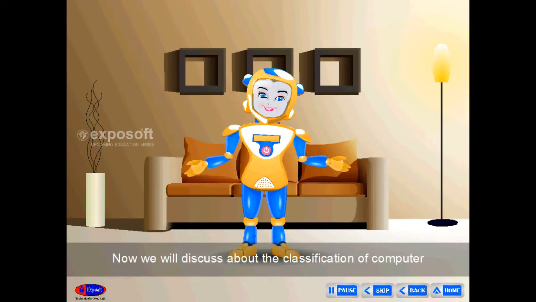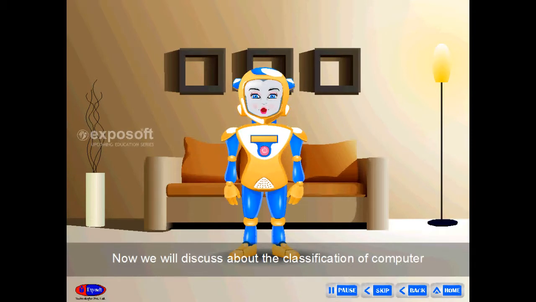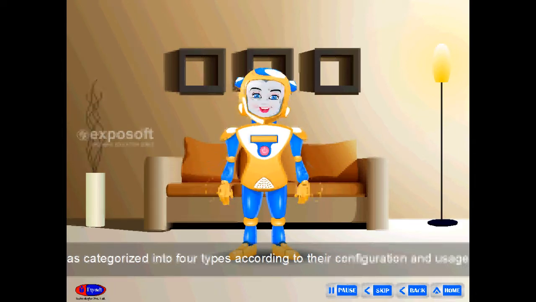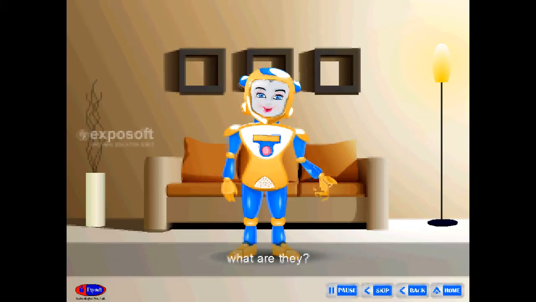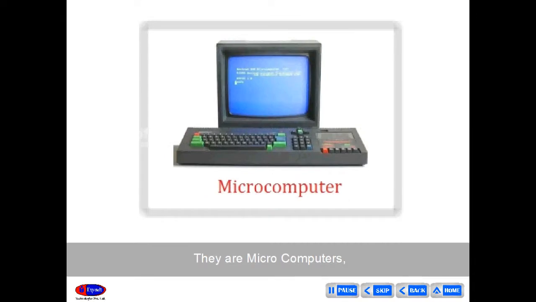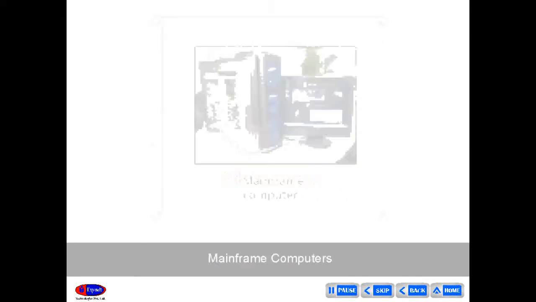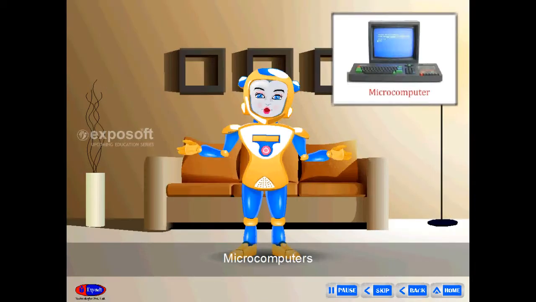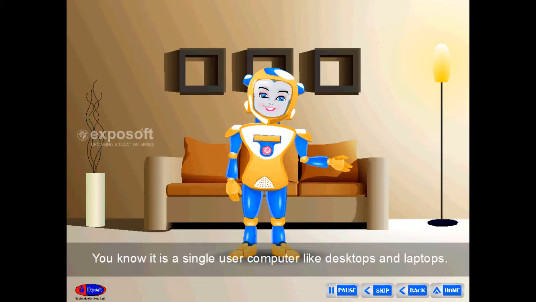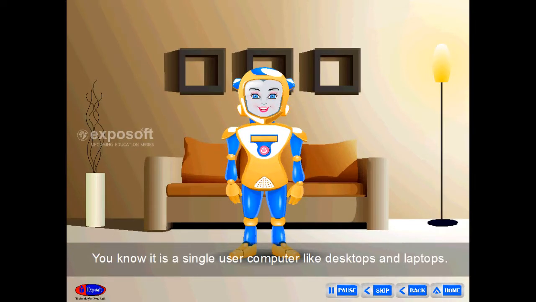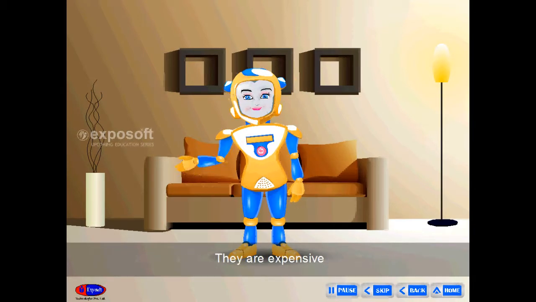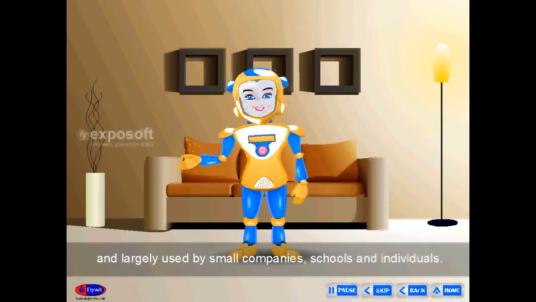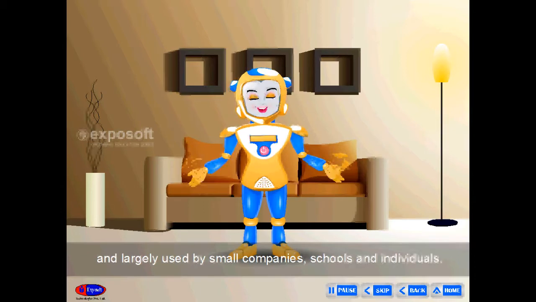Now, we will discuss the classification of computers, categorized into 4 types according to their configuration and usage. What are they? They are microcomputers, mini computers, mainframe computers, and supercomputers. Microcomputers. It's a single user computer like desktops and laptops. They are expensive and largely used by small companies, schools, and individuals.